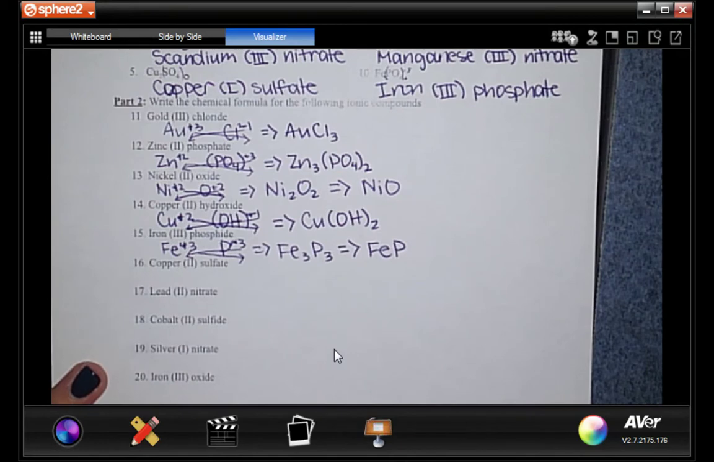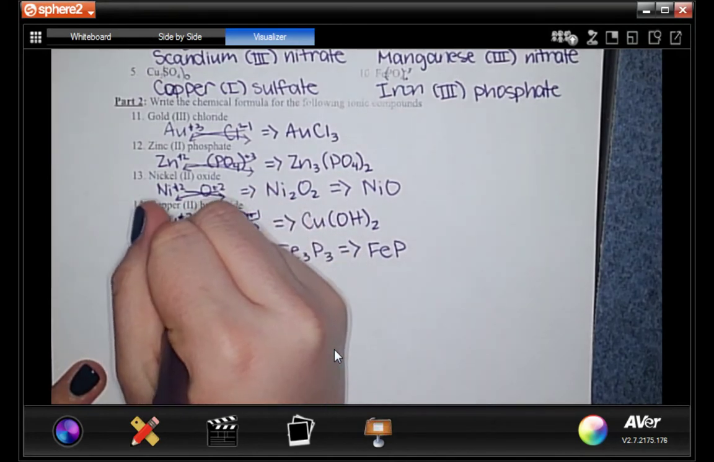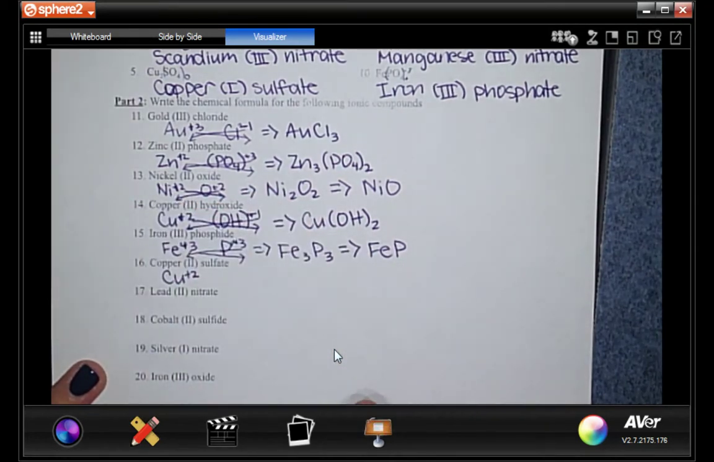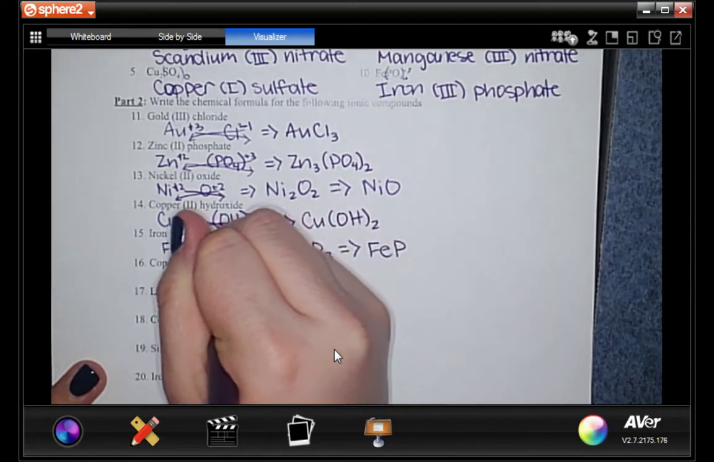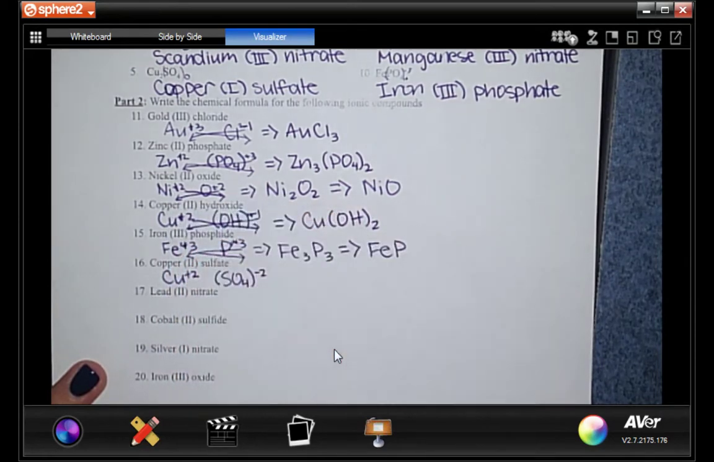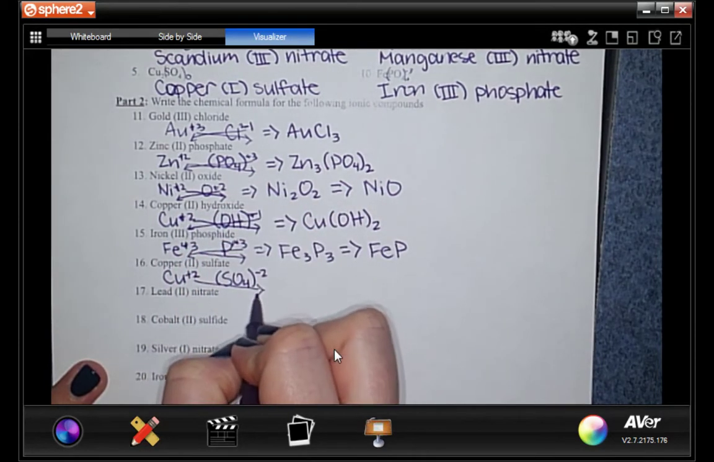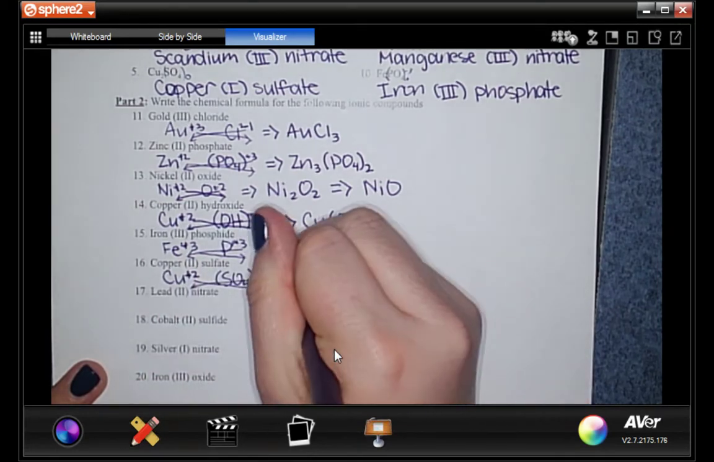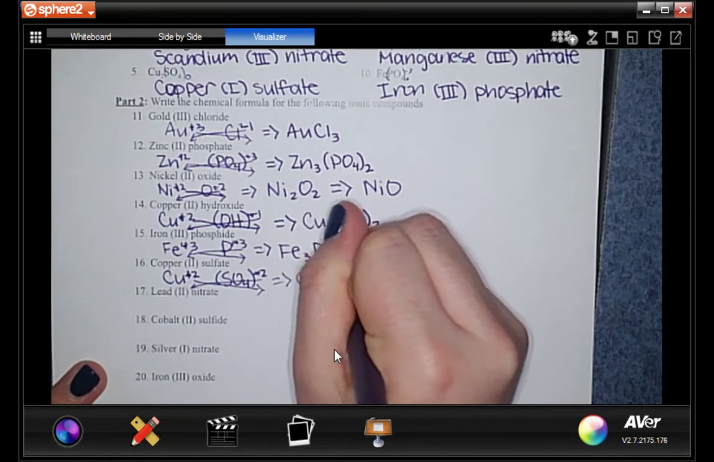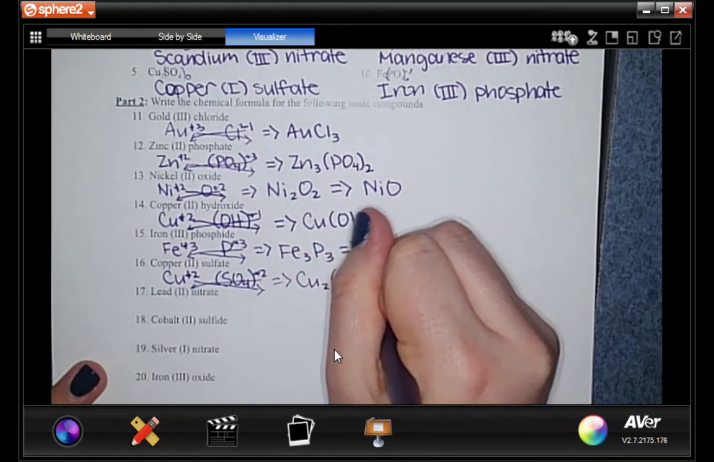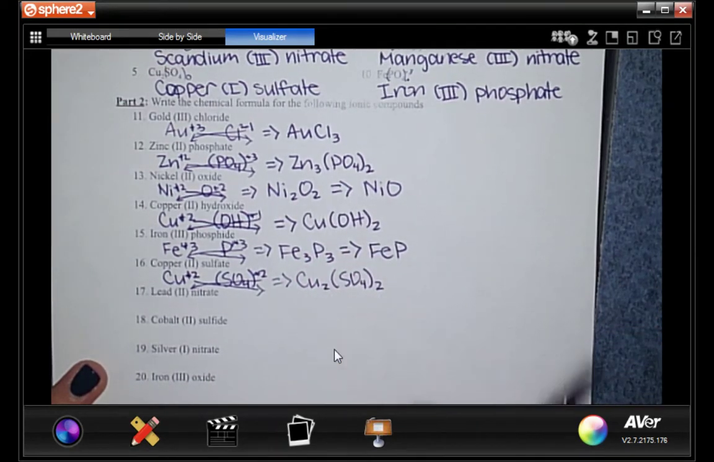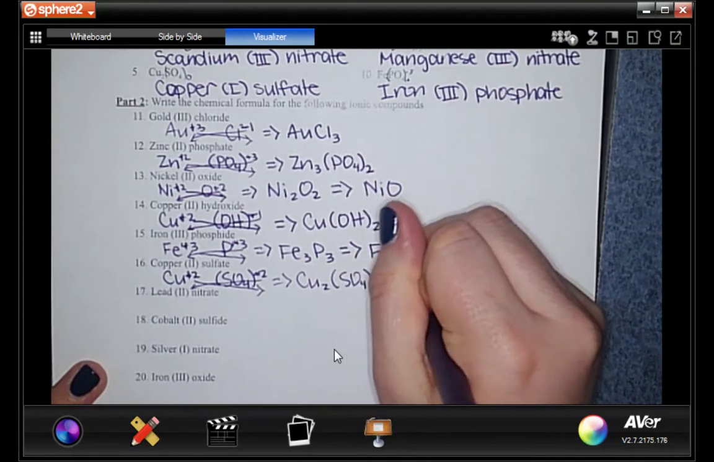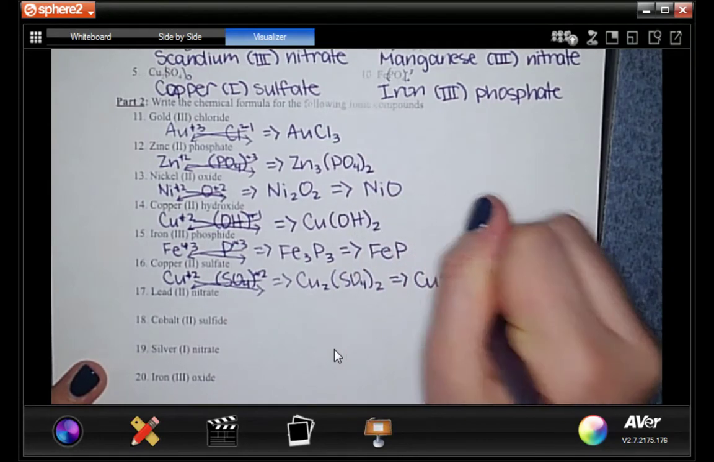Number 16 is copper 2 sulfate. So copper in this instance has a +2 charge. Sulfate always has a -2 charge. So we'll go ahead and crisscross, get rid of our plus and our minus. We have this initially. And remember, if it's got the same subscript, we can go ahead and reduce further. So our answer should look like that.